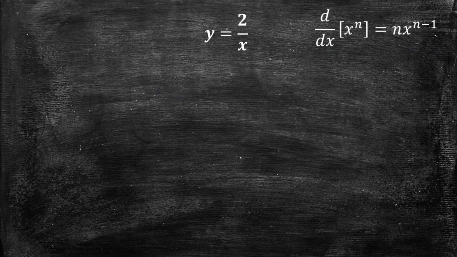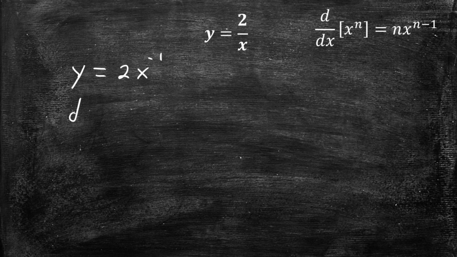Example number 2. So we have y is equal to 2 over x. Whenever you have your variable as the denominator, you want to bring it up to the numerator so we can go ahead and use this power rule. So bringing the x up to the numerator means you just change the sign of the exponent. So that will become 2x to the negative 1. All right, so now we can go ahead and take our derivative.